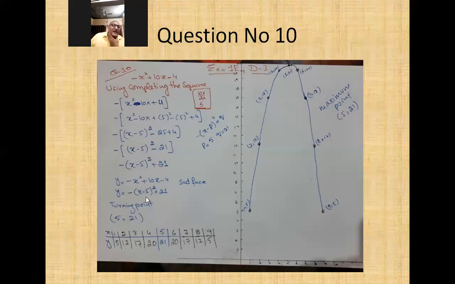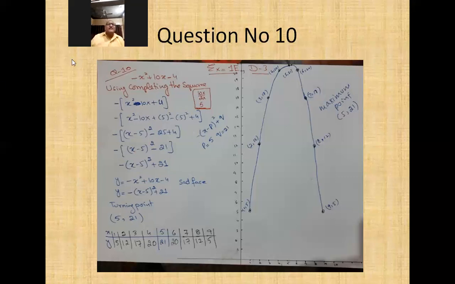So from here, by comparison, I can tell you the value of p. If you compare it, the value of p will be positive 5, and the value of q is positive 21. So the coordinates of the turning point of this graph will be (5, 21). It will be a sad face because the coefficient of x squared is negative.